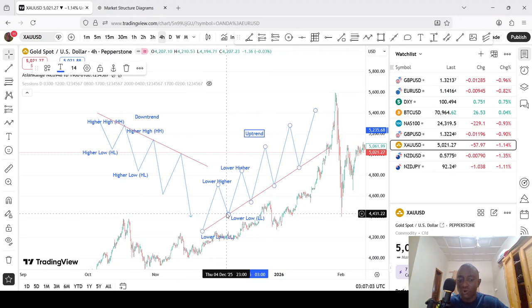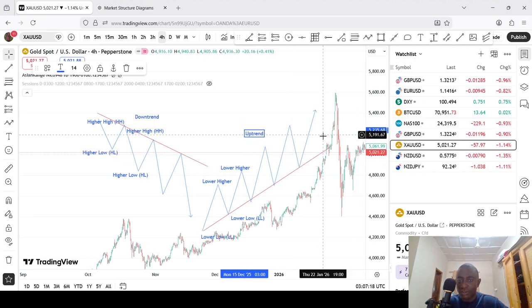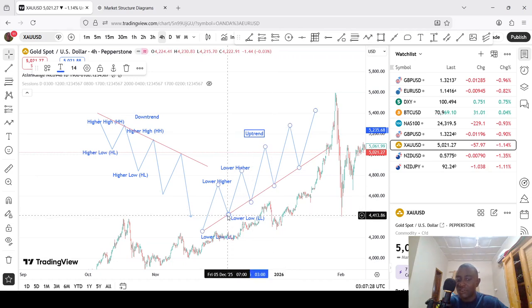Then from this low, it will just break the last high that it made. From this zone, it will just break the last high, and so on. Once price at least closes below this, or comes below one of these lows, it means the trend is about to change. That is the whole concept.